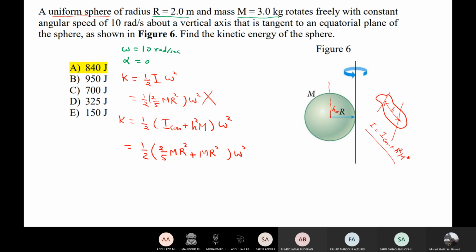Clear, guys? Why is it r squared? Because how much is h from this point to this point? It's equal to the radius, right? Yes, and the radius is r. So instead of h, we put r. No, I'm asking why it is squared. This is the formula, so it will be given. Yes, this is the formula, the parallel axis theorem.